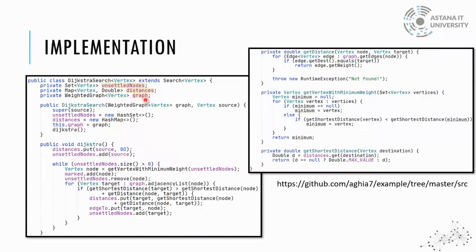And weighted graph, vertex graph, that graph comes from the constructor. I also use super because that is the rule for the search. I don't have any default constructor for search. It needs that source to be placed there. And next is unsettled nodes, which is equal to a hash set, the hash map, the graph, and then I call the Dijkstra's algorithm.